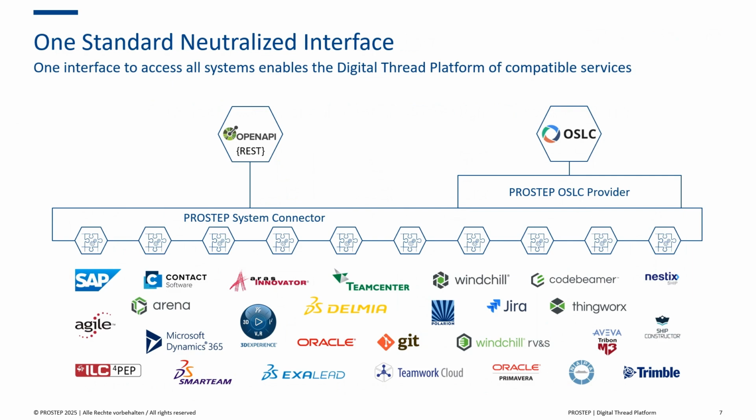So the way that we can efficiently do this and bring data between these different systems is because we have one standard neutralized interface that we utilize in order to connect from the different APIs of the system into our digital thread platform open APIs. And so, on one side, we're implementing the connectivity that's needed to go to SAP or Teamcenter or 3DX or Windchill or whatever that might be.